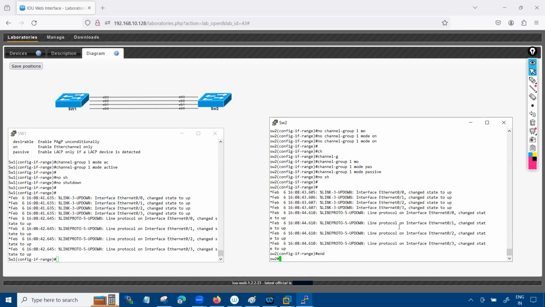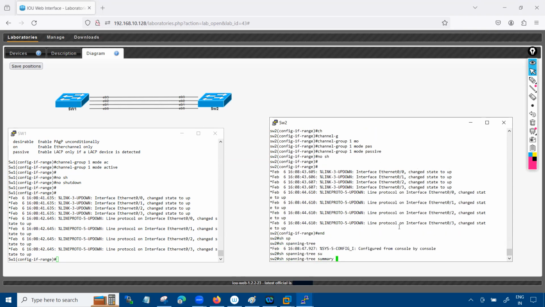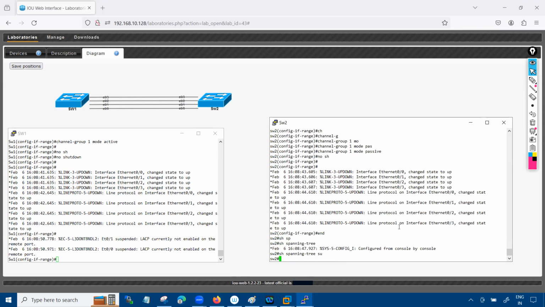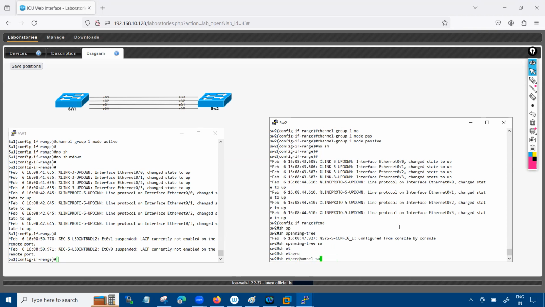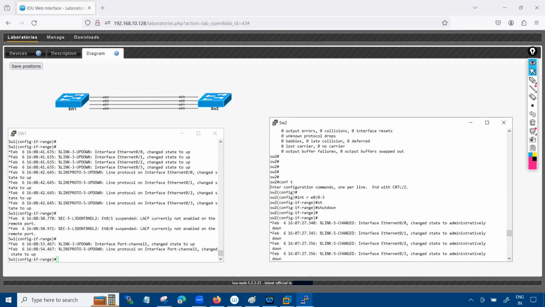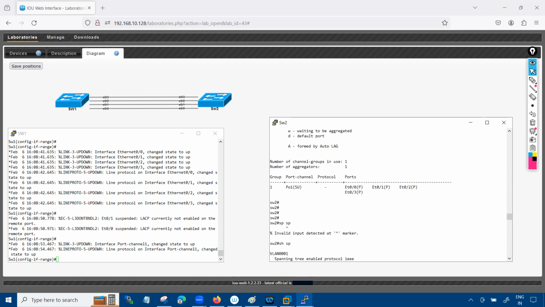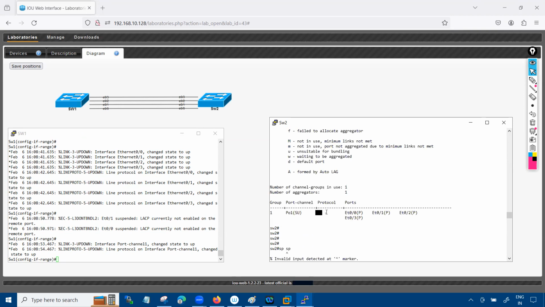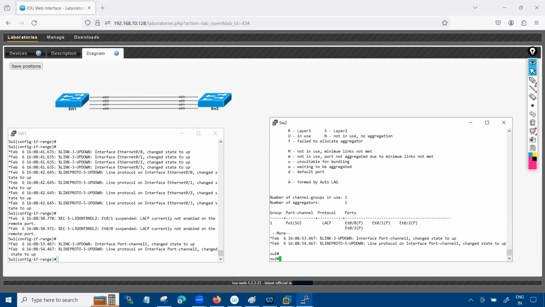So now you can see the spanning tree summary. First, the EtherChannel summary. Right now you can see that the protocol is now LACP. Previously, if you remember, it was on, right? No protocol, on mode. But now we have a protocol over there. That's my LACP protocol.